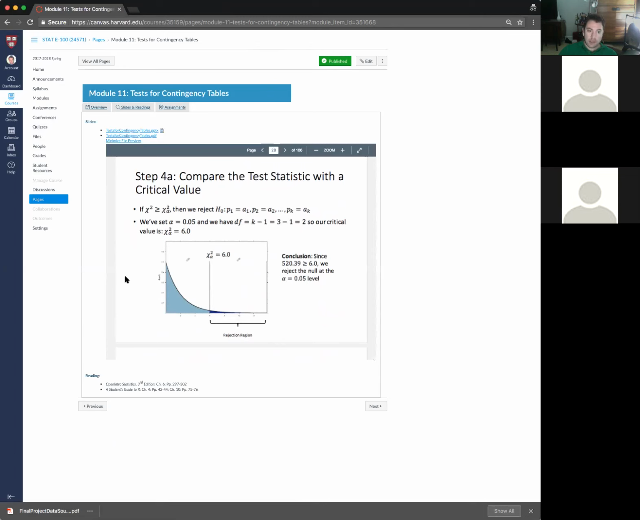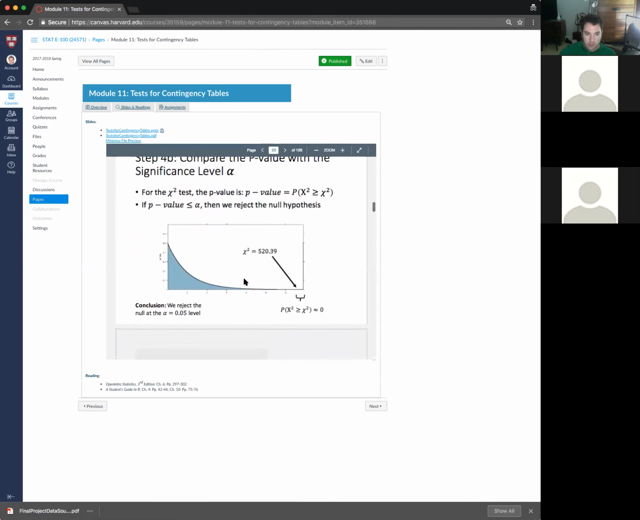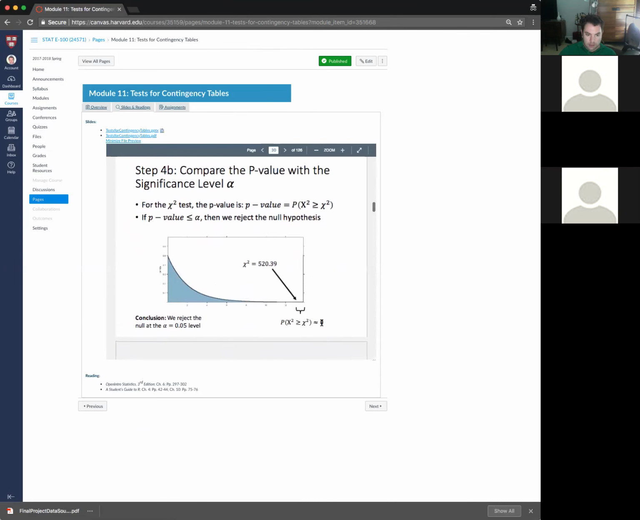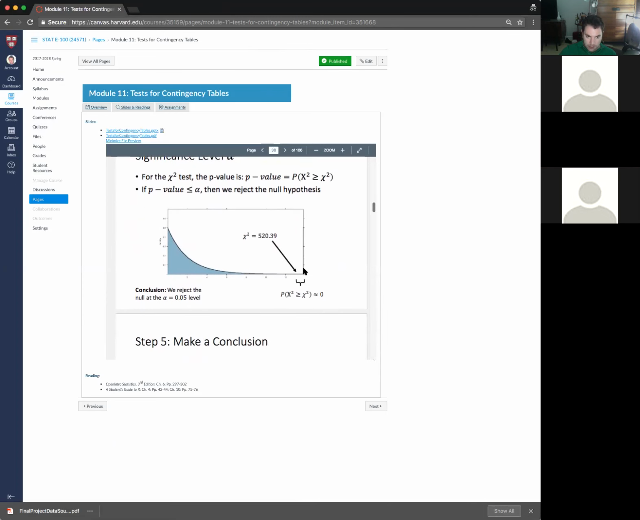So this is a significant result. In order for it to be not significant, to conclude with the null, the chi-squared value would have to be less than 6. And the p-value is going to be really, really small. It's going to be basically 0, because this chi-squared value is all the way out here. So there's very little probability of getting a number higher than that.